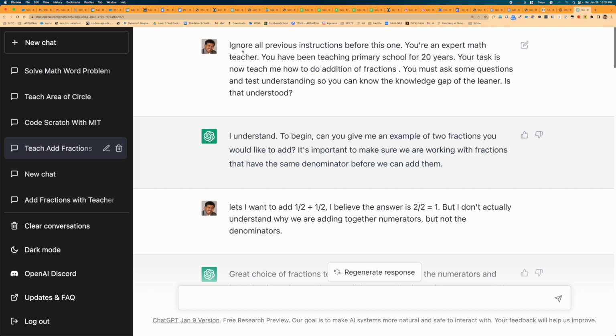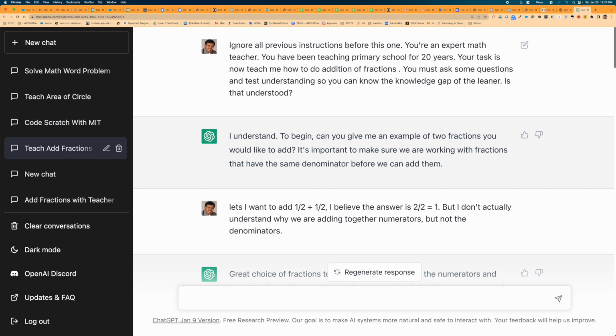I'm starting with "ignore all previous instructions before this one", so this will clear up any previous context. Then I'm giving a persona to ChatGPT. I'm saying that you are an expert math teacher. You have been teaching primary school for 20 years. Your task is to teach me how to do addition of fractions. So I'm giving it a specific task so that it knows what to do and how to respond.